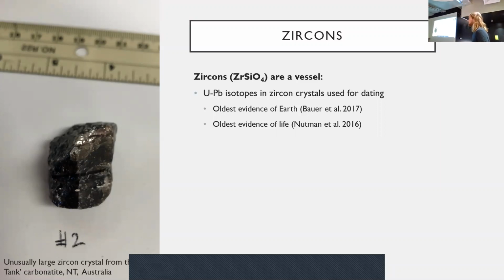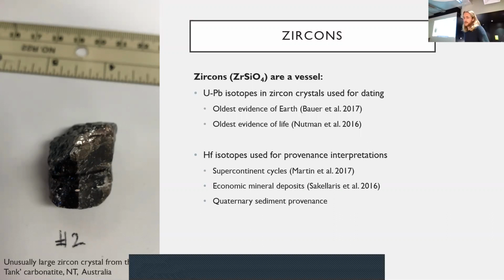So one of those is uranium, which is radioactive and decays to lead. We can use that decay process to get an absolute age of the crystal. And that's been done before to date the oldest piece of anything on the Earth, which is a zircon, but also constrain the age of the oldest evidence of life on Earth, as well as just routine dating of igneous and sedimentary rocks.